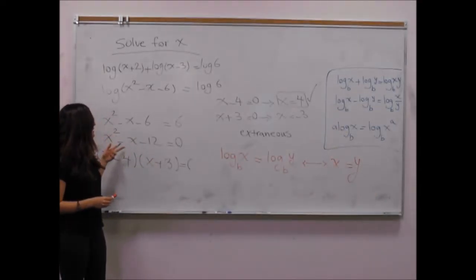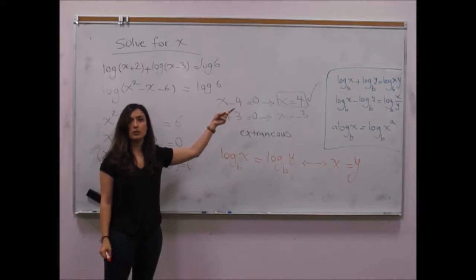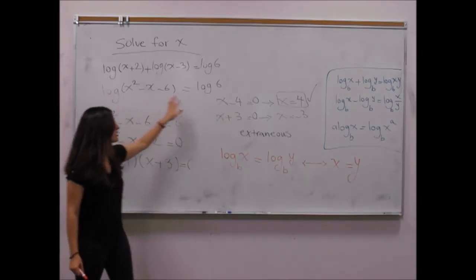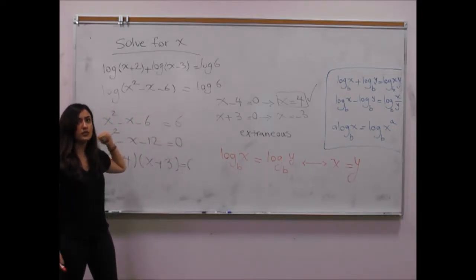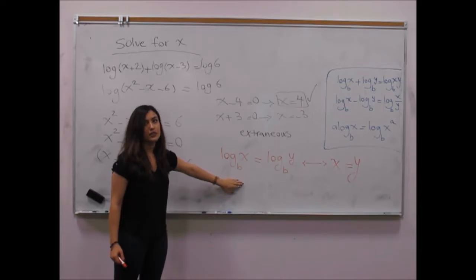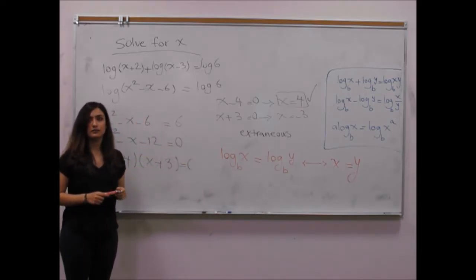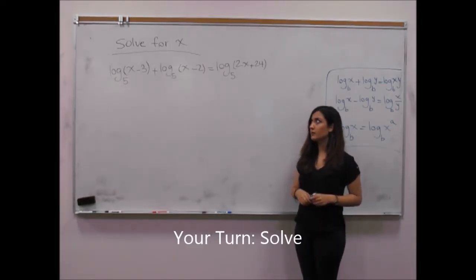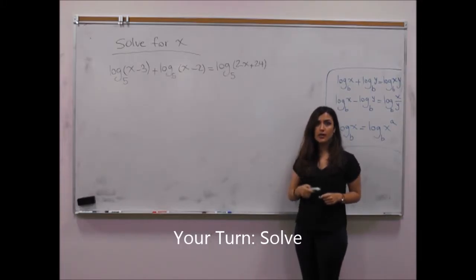Okay, so in this last example that we did, notice that we used that first property to condense the log. And then because we have logs on both sides with the same bases, we just set the arguments equal to each other because of this property. And then we just solve for x. Alright, here I have another example for you to try. It's very similar to the last example that I did. Go ahead and pause the video, try to do this. We'll go over it together.